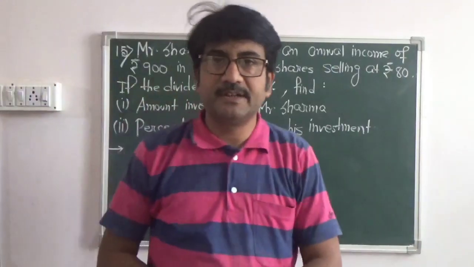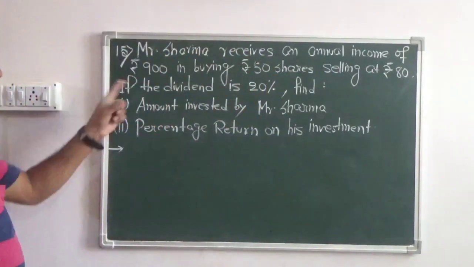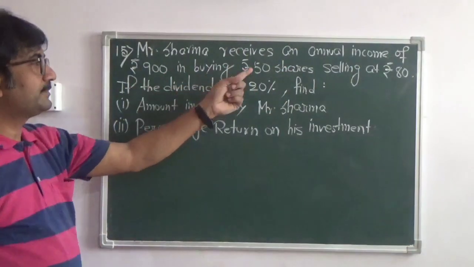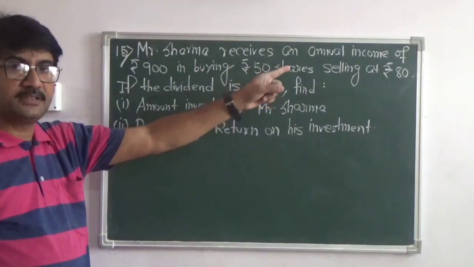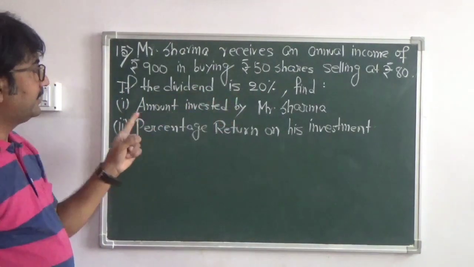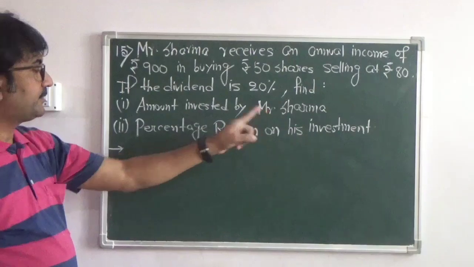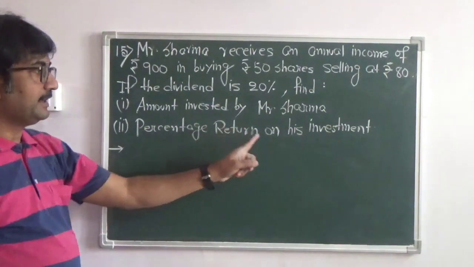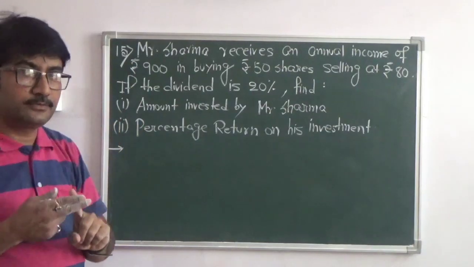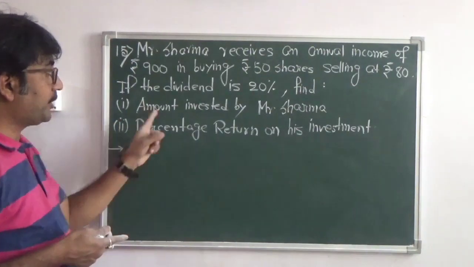Now let us see the next question here. Mr. Sharma receives an annual income of rupees 900 in buying rupees 50 shares, selling at rupees 80. If the dividend is 20%, find the amount invested by Mr. Sharma, and the percentage return on his investment. So the first thing is what you have to find, the amount invested.